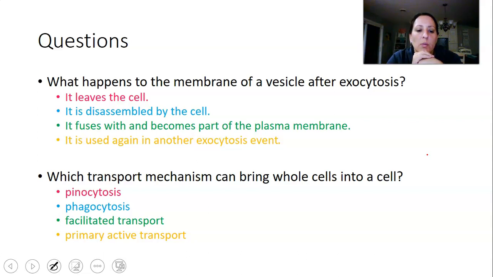Next question, which transport mechanism can bring whole cells into a cell? Pinocytosis, phagocytosis, facilitated transport, or primary active transport? Hopefully you answered phagocytosis, right? That's going to be bulk transport of large things like a cell into a cell.